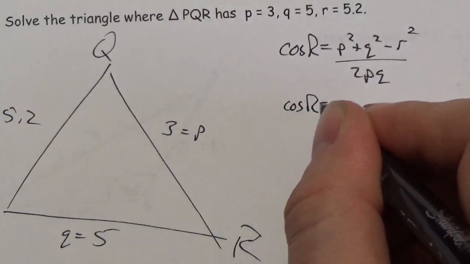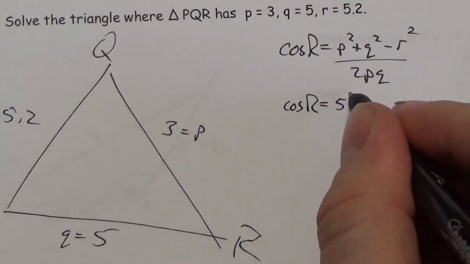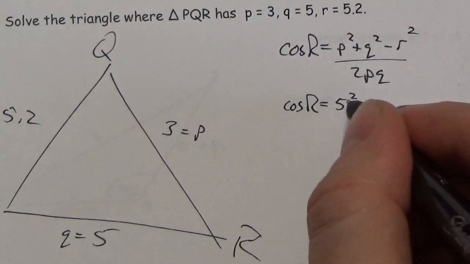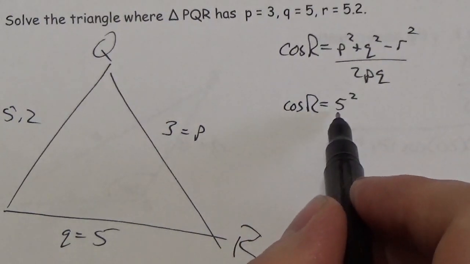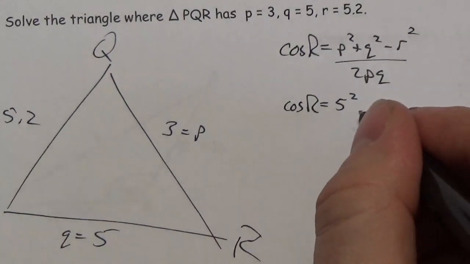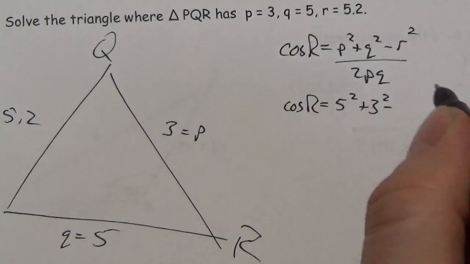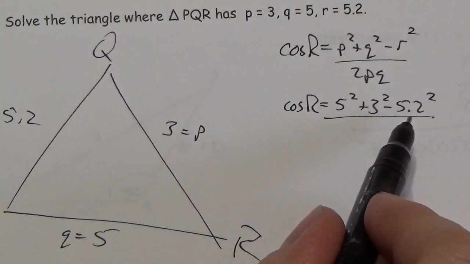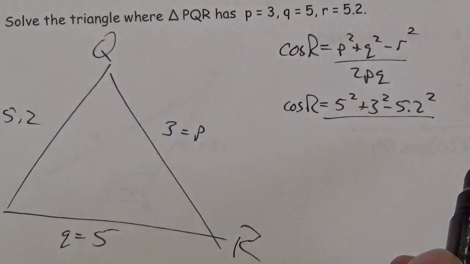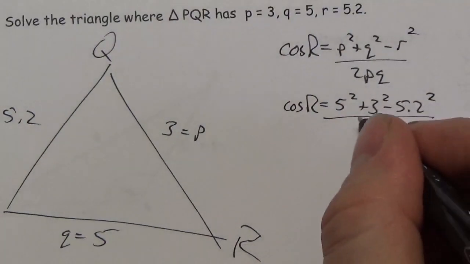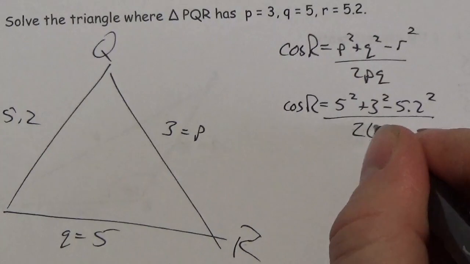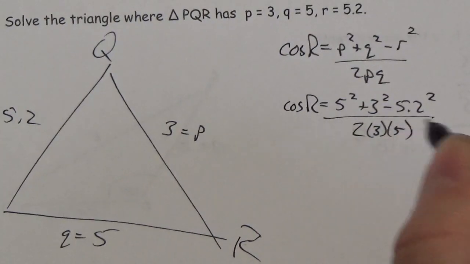So the cosine of r is going to be 5 squared. Whoops. Okay, I got that backwards. I put the q there. Turns out it doesn't really matter here. So we'll put the 3 squared there, as long as the little r is in the right position. Order doesn't really matter for addition anyway. So down here, I will put them in the correct order. This is going to be 2 times 3 times 5.